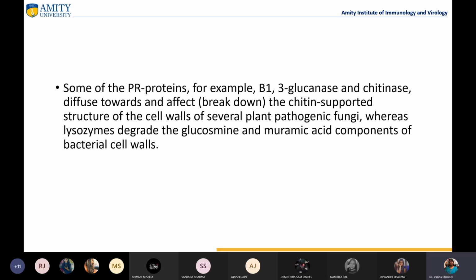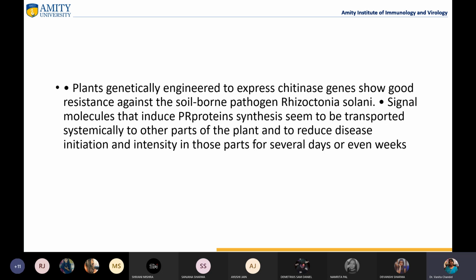of bacterial cell walls. So they are basically affecting the bacterial cell walls. Their cell walls are affected or broken, so over time the bacterial pathogen is going to die. Then plants which are genetically engineered to express chitinase genes show good resistance against soil-borne pathogens such as Rhizoctonia solani. The signal molecules that induce PR protein synthesis are also transmitted systemically to other parts of the plant to reduce disease infection and intensity in those parts for several days or even weeks.